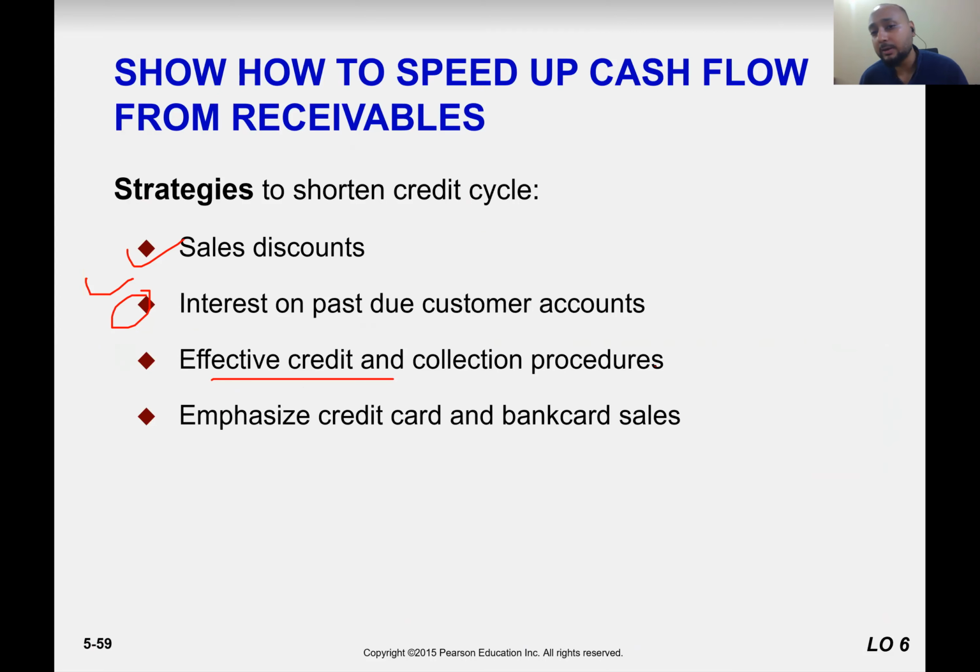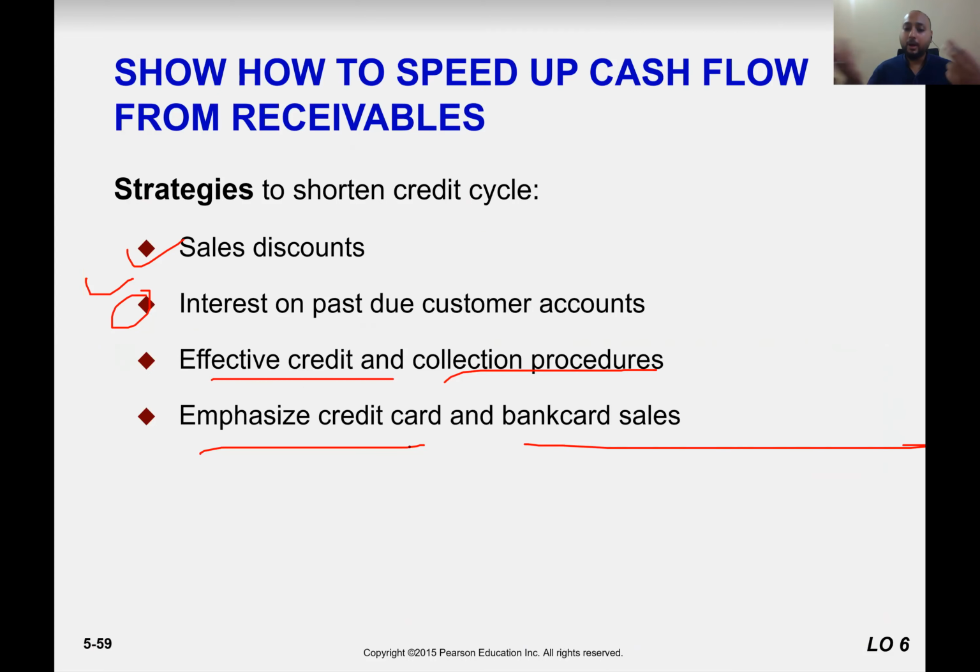Effective credit and collection procedures. Like I told you, there are two separate duties. A good control system is going to increase your efficiency and all that. And emphasize credit card and bank card payment so that it goes directly to your bank account and you can see that easily.